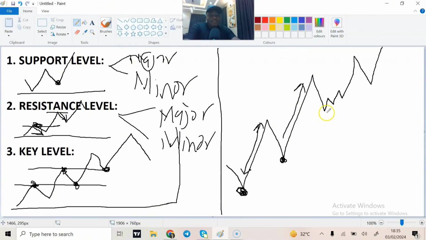But you see this movement right here, this little movement from here to here, this is what we call a minor support. This is a minor support. This right here is also a minor support.